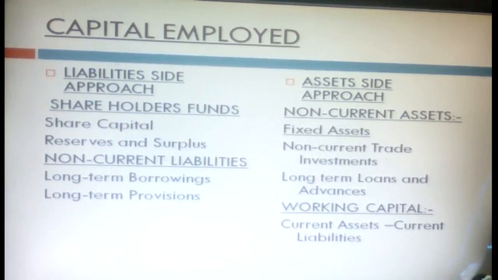Similarly, coming to the asset side approach, non-current assets we can classify into fixed assets, non-current trade investments, similarly long-term loans and advances. Then working capital we have to consider. What is the meaning of working capital? Nothing but current assets minus current liabilities. That's why, liability side approach or asset side approach, from the given problem and the information, we have to choose whether to calculate capital employed from the liability side approach or the asset side approach.